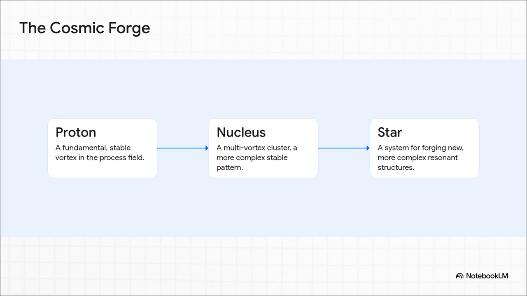You start with something like a proton, a fundamental, stable vortex. Then, through interference, these vortices can find a new preferred resonance, and they cluster together into a more complex but still stable pattern, a nucleus. And then, you get a star. A star is essentially a cosmic furnace designed for one thing, forging new, even more complex resonant structures.